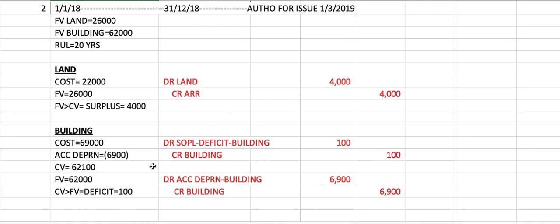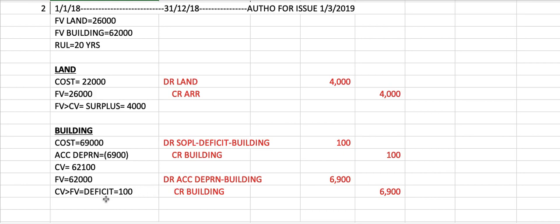Okay, next is the revaluation of building. The fair value of the building is 62,000 here. Cost I take from the trial balance: cost of the building is 69,000. Accumulated depreciation, also from the trial balance, is 6,900. So cost minus accumulated depreciation, you get a carrying value of 62,100. Since the carrying value is more than the fair value, we get a deficit of 100.